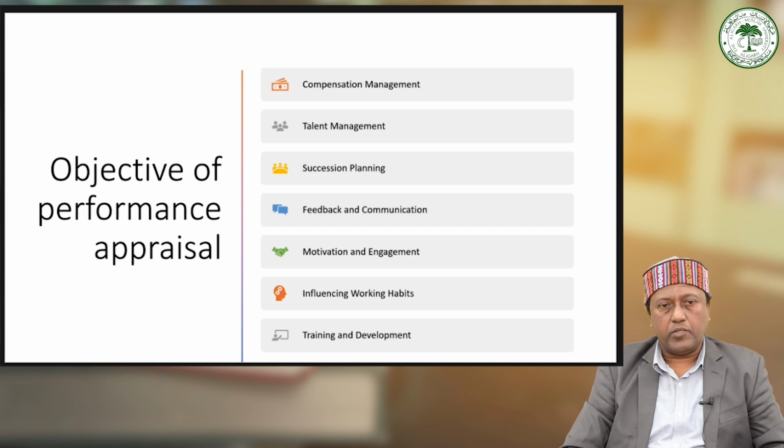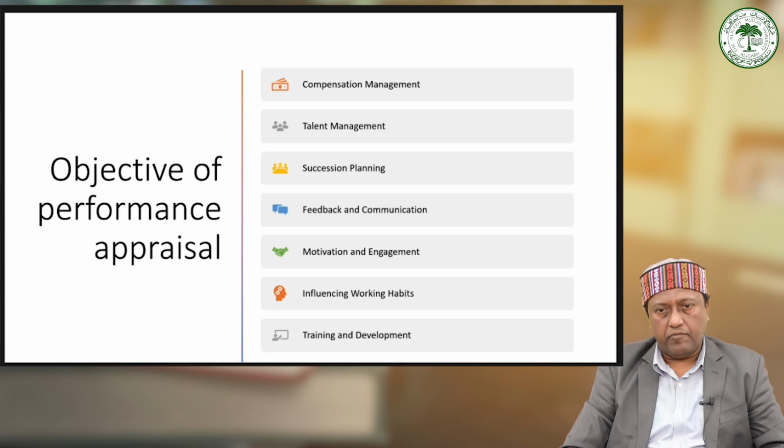Next important objective is feedback and communication. The performance appraisal provides employees feedback on their performance and status within the organization. This feedback helps employees understand their strengths, areas for improvement, and career progression opportunities. It promotes open communication between managers and employees, fostering a culture of transparency and accountability.